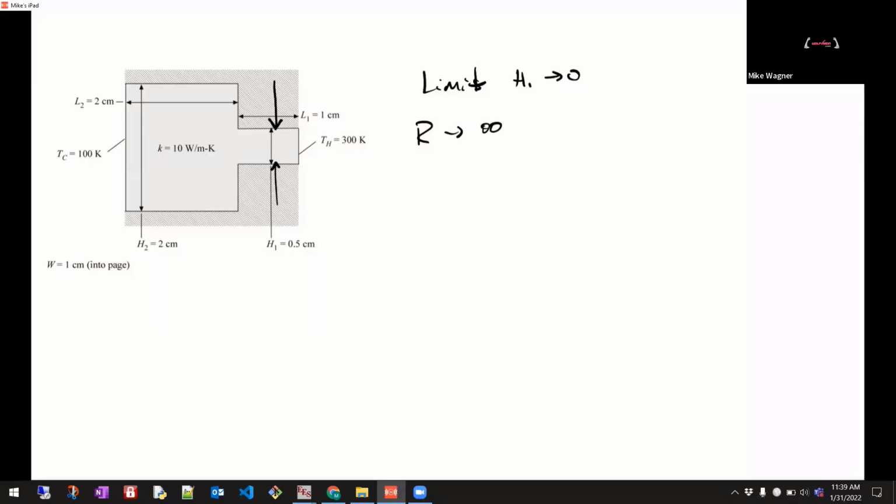There's no way for heat to get through there. There's nothing to conduct. There's no area available for it, so there's nowhere for heat to go. Okay, for the isothermal model, what would it do? Well, isothermal is saying that's again L1 over K H1 W plus L2 over K H2 W. What happens to that?